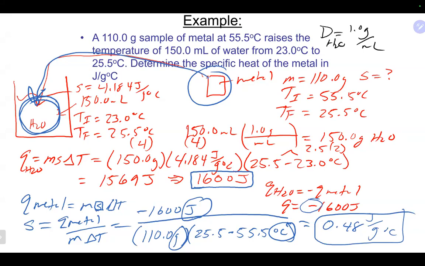Questions on this? This is again a very common procedure and exactly the experiment we're going to do on Wednesday. You're going to, like I said, take a bunch of metal, heat it up to a really high temperature, and then dump it into some room temperature water in coffee cups, and follow the temperature change. Any questions on specific heat here? Okay, I think we'll probably wrap it up there for today.